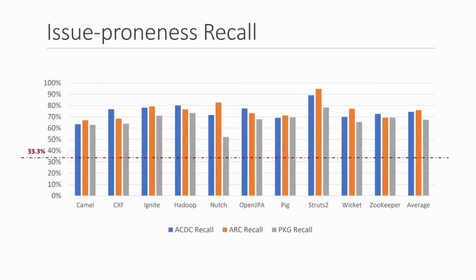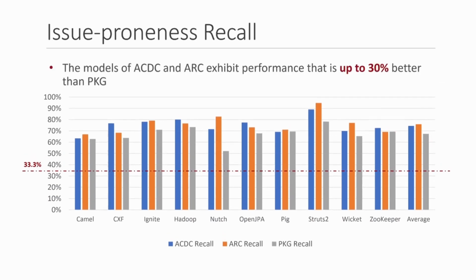The same result is observed in recall. On average in here, we have values from 67 to 75%, 2 times better than the baseline. And again in here, ICSA and ARC perform sometimes 30% better than PKG.